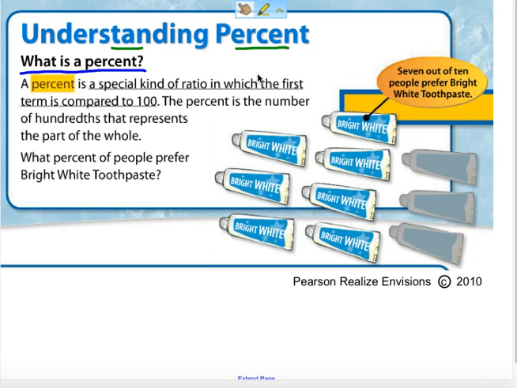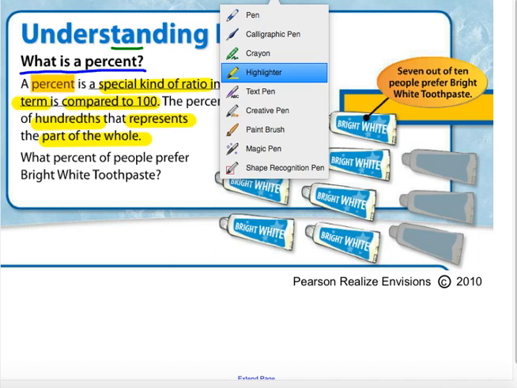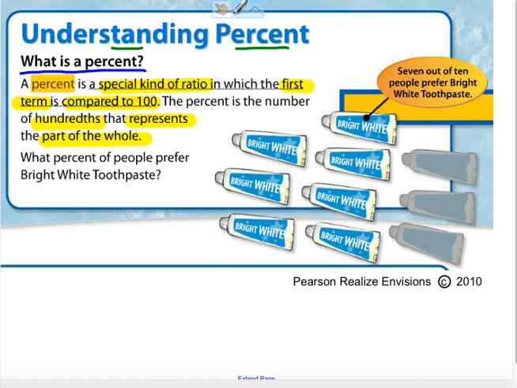A percent is a special kind of ratio in which the first term is compared to 100. That's important because we've oftentimes talked about percents being based on 100. The percent is the number of hundredths that represents the part of the whole, okay? So in other words, we are talking about an amount based on 100.